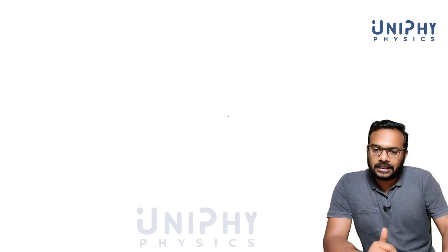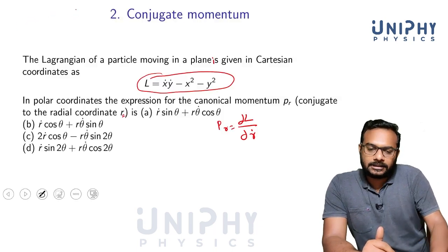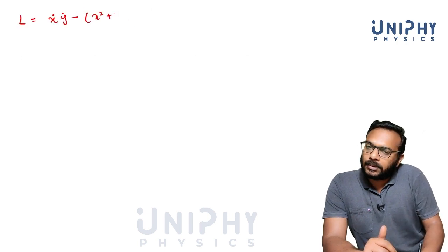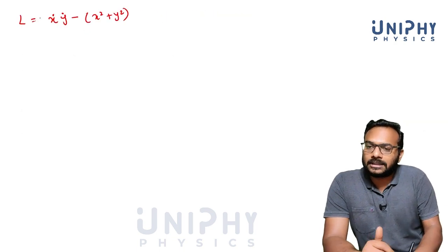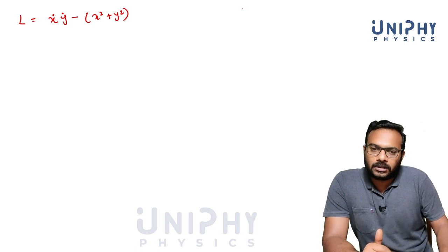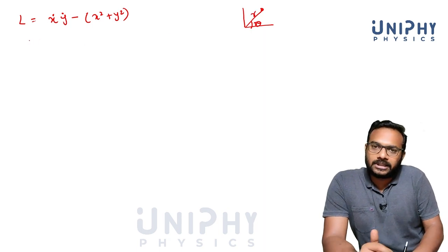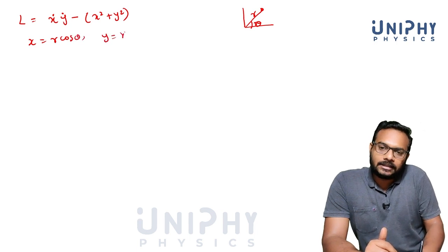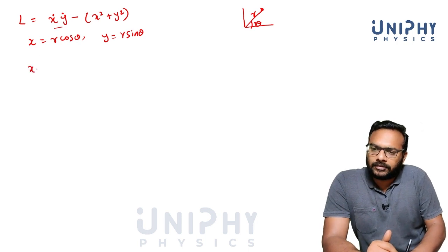So let's start by writing L. This is x dot y dot minus, this is x square minus y square, so this we can write as x square plus y square. And what are the coordinate systems? In plane polar coordinates, we have this is theta and this is r. The transformation equations are quite simple. x equal to r cos theta, y is equal to r sin theta. We need x dot and y dot. Let's find that right away.